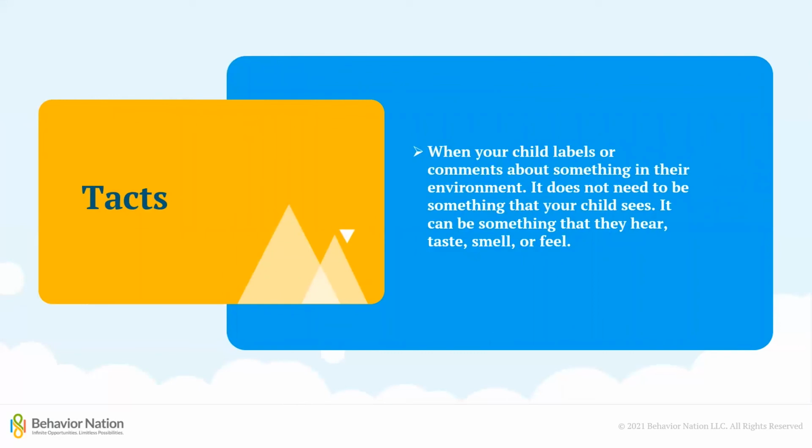Last, tacts. A tact is when your child labels or comments about something in their environment. It does not need to be something that your child sees visually. It could be a smell, a taste, or something that they feel or touch.